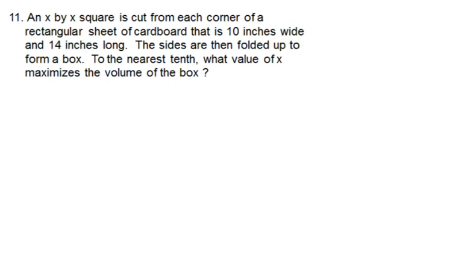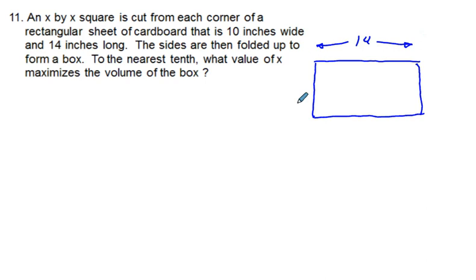Now 11. An x by x square is cut from each corner of a rectangular sheet of cardboard that's 10 inches wide and 14 inches long. The sides are then folded up to form a box. This is a very classic type of polynomial real-world problem. So we have this sheet here that's 14 inches long and 10 inches wide, like this. Out of each corner, you're going to cut a square with a width of x.